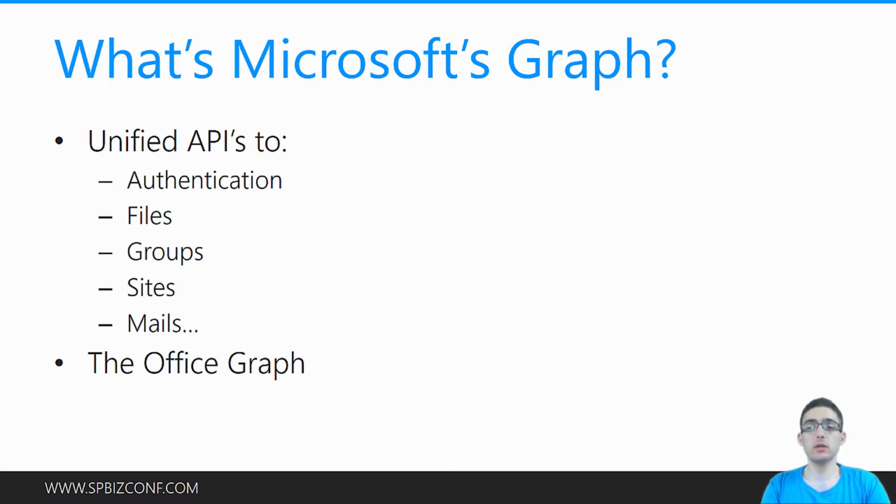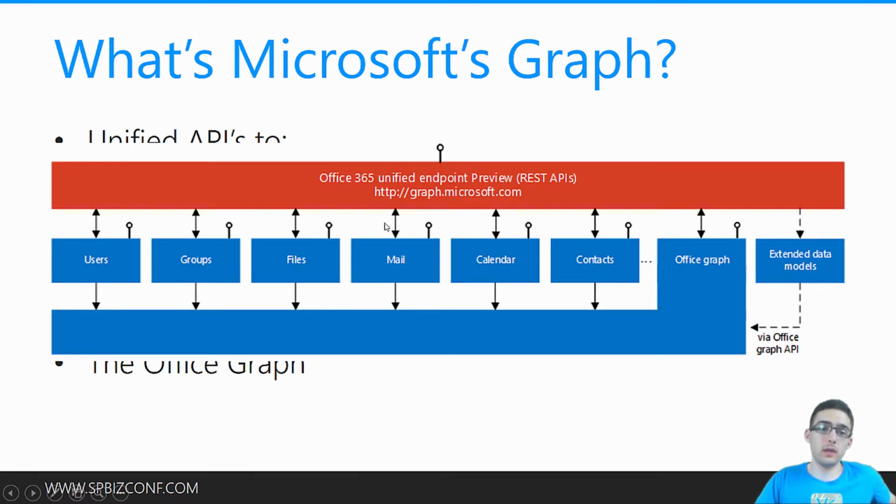Azure Active Directory graph is also included in that graph. So when we are talking about Microsoft Graph, we are talking about multiple things actually. If we want to express it in an easier way to understand, you first have these unified APIs I was talking about here on the blue on the left: the users, groups, files, mail, calendar, and so on.